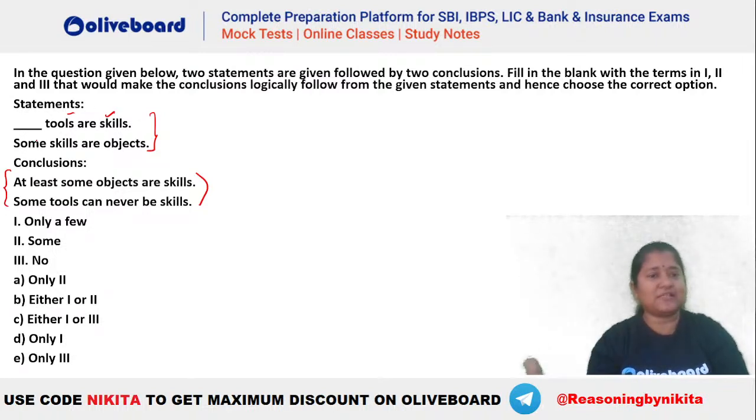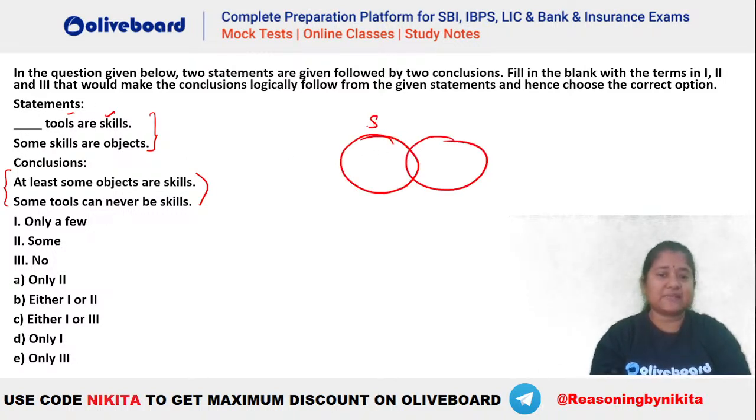So first let's draw the statement which is there completely, that is, let's say some skills are objects. So we know for sure that there are some skills which are objects here. That's for definite. Now what should be the relation between tools and skills so that these two conclusions are definitely true? That is, at least some objects are skills. You can see that is anyway true from the second statement. So that means we have to find this one.